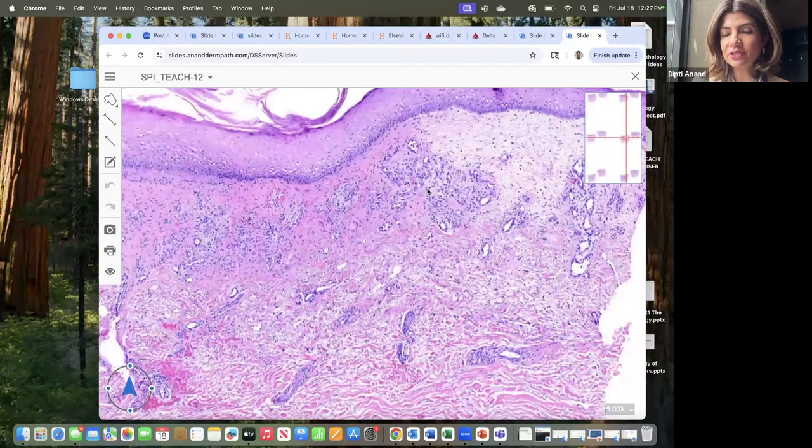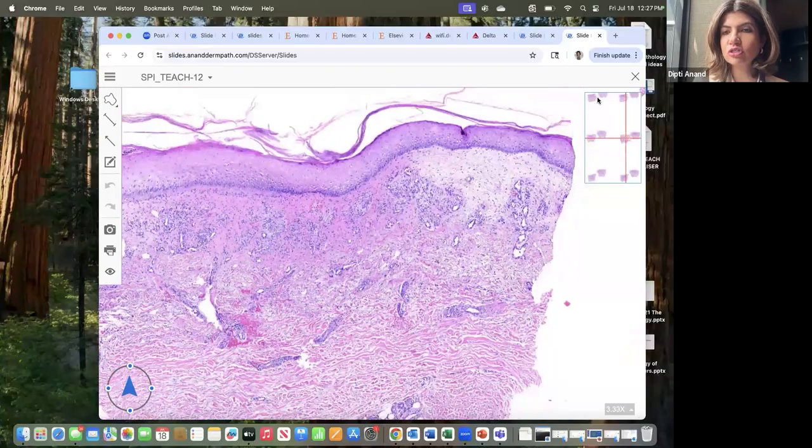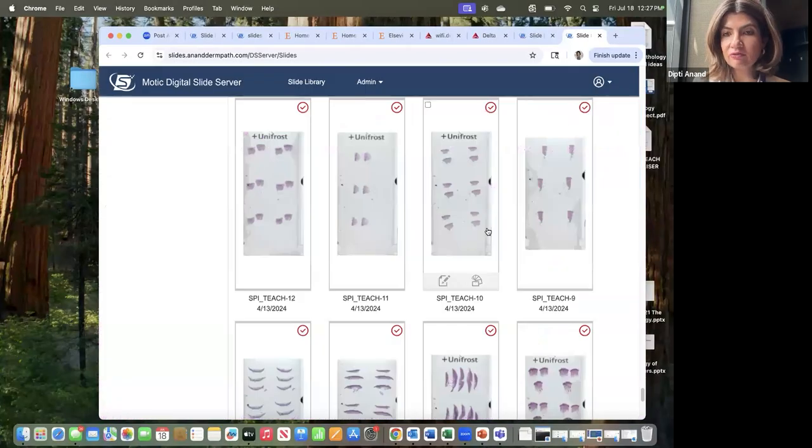So they are lobulated, right? And with each lumen, you can make out a vessel. There is a lumen, there is a vessel. So lobulated proliferation of small-sized, thick-walled vessels.